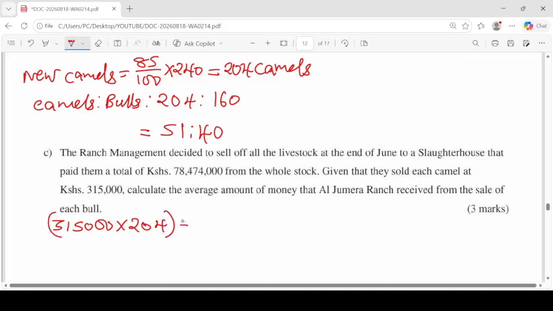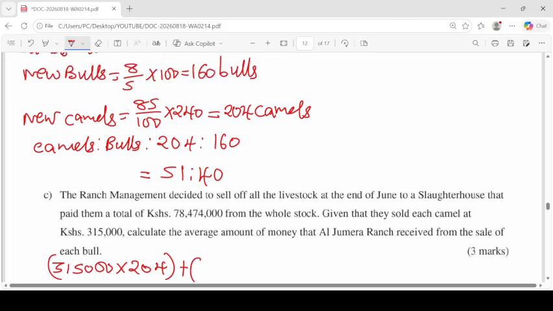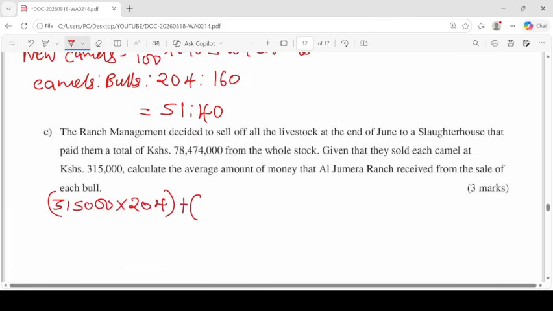plus the total cost for the bulls. How many bulls were there? They had 160 bulls, but I don't know the price of each bull. Let the price of each bull be K. So this should give me a total of 78,474,000.